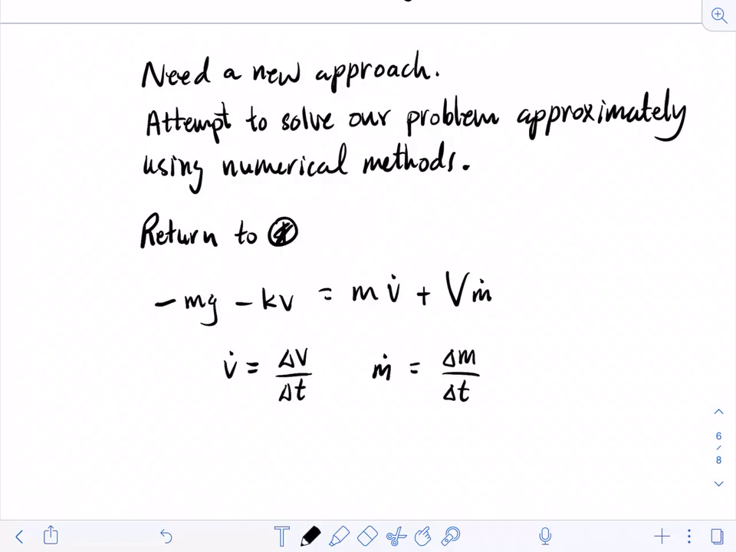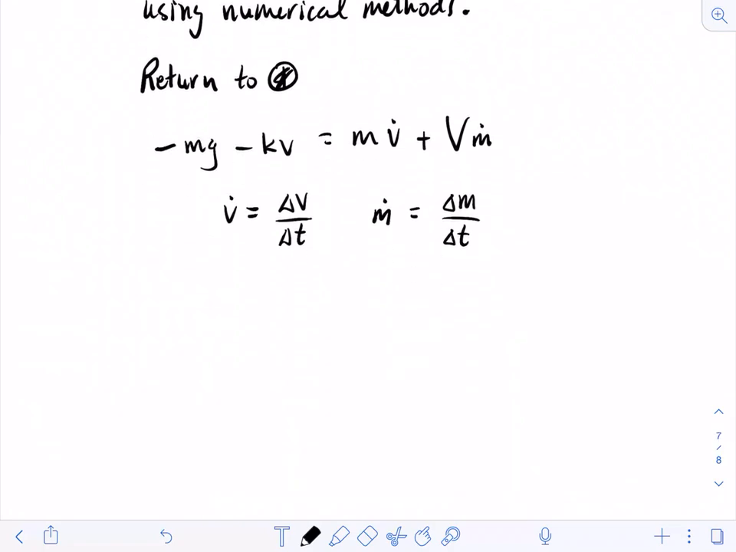Okay, so anyways, if we make that change, then we have minus mg minus kv is equal to m delta v divided by delta t plus v delta m over delta t. You know, equation star is basically what we call the fundamental rocket equation, where we just picked something for the F external on the left-hand side. In our case, it was a gravitational force and a drag force.